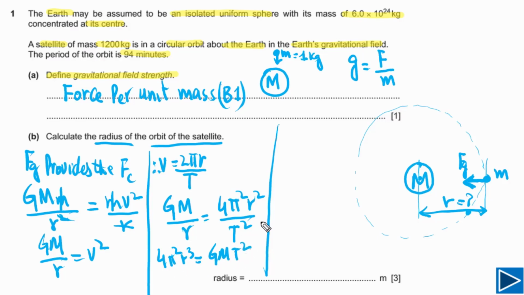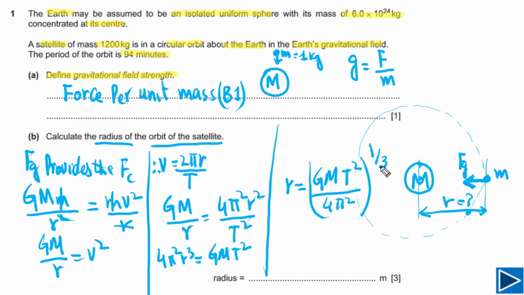We need r, so we can rewrite here r is equal to G capital M T squared, where T is the time period, divided by 4 pi squared. We need r, so we need here the power of this side.